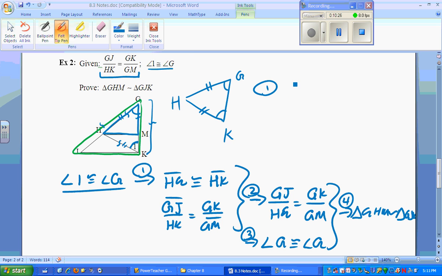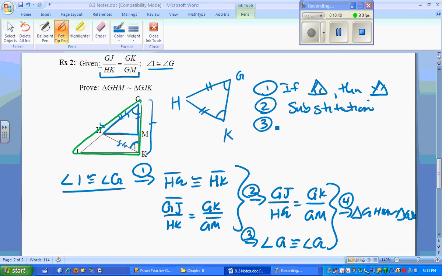Alright, reason 1 was if angles then sides. Reason 2, we did a little substitution here. Reason 3, reflexive. And reason 4 is side angle side similarity.